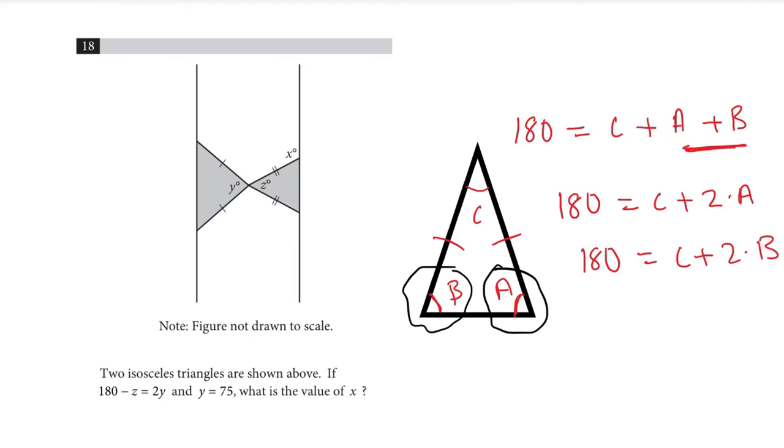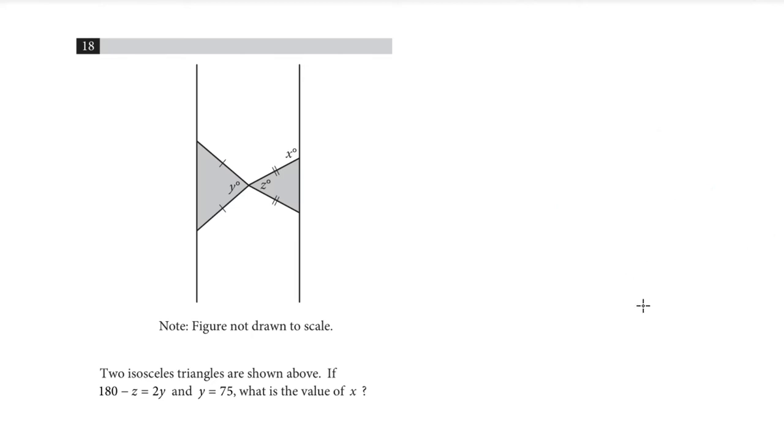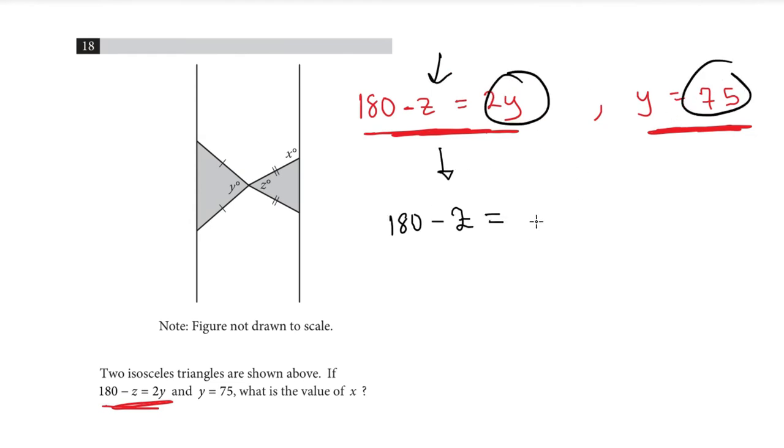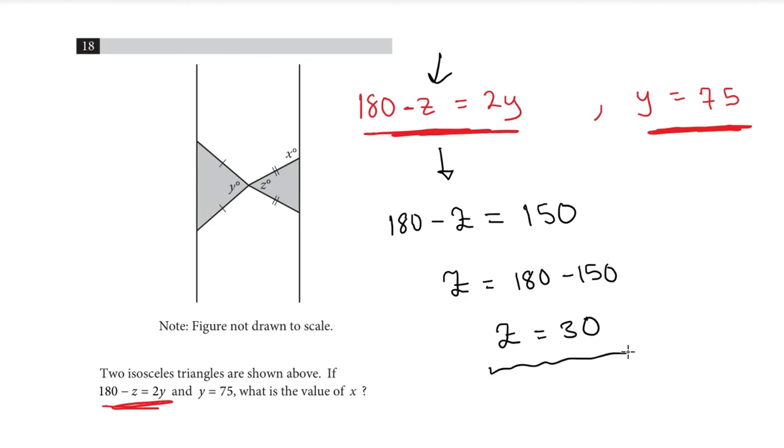Now let's go back to our question. Please read it and then we will solve it together. So these are two isosceles triangles and we're given an equation about the angles here. So 180 minus z is going to be equal to 2y, and y is 75. From here we can derive what z is. Just plug 75 instead of y and you will find that z is equal to 30. So this angle right here is actually 30 degrees.